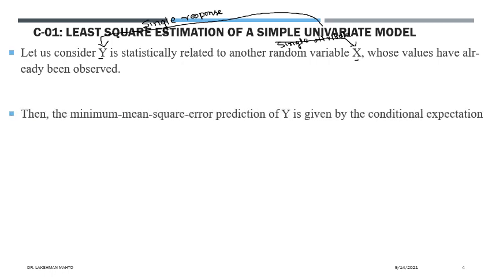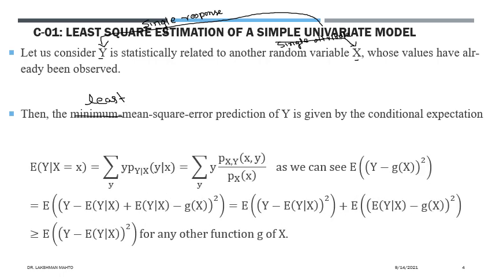Now then we will go for the least square, or you can call it minimum or least, both are the same. Least mean square estimation of y is given by the following conditional expectation. That means here we are observing attribute x. Based on that, we try to estimate the response variable y.